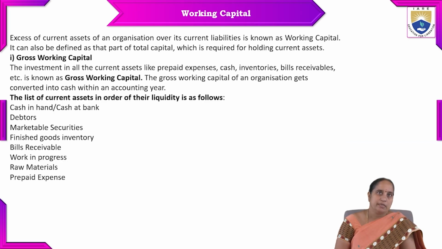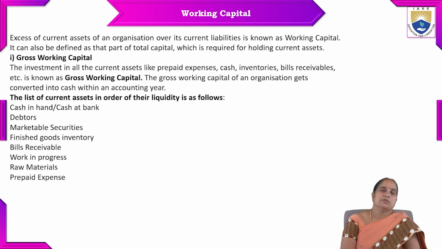Then the next one is working capital. Excess of current assets of an organization over its current liabilities is known as working capital. It can be defined as the part of total capital which is required for holding current assets. First we'll discuss what is gross working capital. The investment in all the current assets like prepaid expenses, cash, inventories, bills receivable, etc., is known as gross working capital.